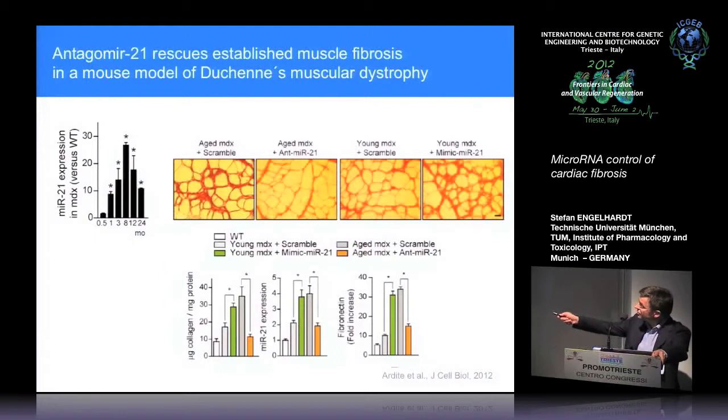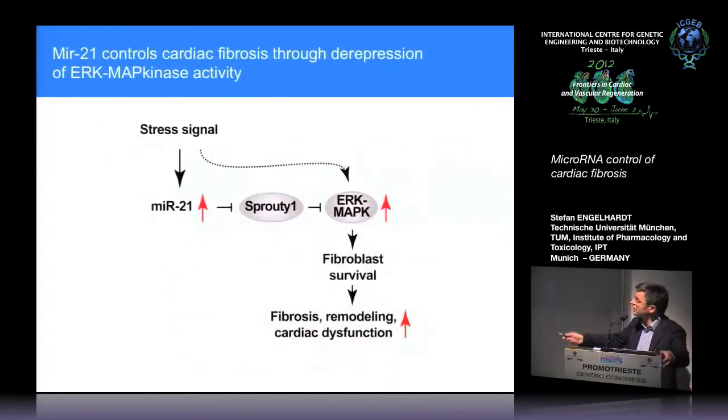So what they have done, they took these aged MDX mice, and used a couple of weeks of treatment with anti-miR-21 and saw a very strong regression of interstitial fibrosis in these aged mice. And this is not only histology, but you can also appreciate that they did quantitative collagen and fibronectin expression, so very significant effects here. The conclusion is that miR-21 control of tissue fibrosis is, I think, a very promising therapeutic principle and might also hold true for other organs.